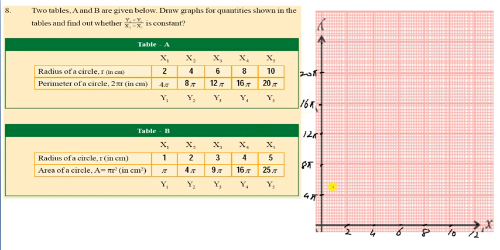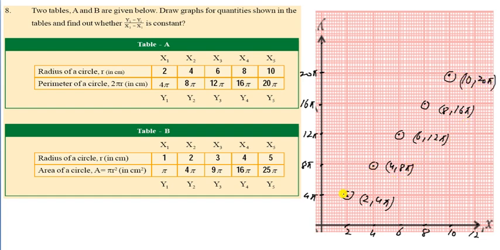So first, 2 to 4 pi. So you can plot here 2 and 4 pi. Now 4 to 8 pi. So you can write here 4 to 8 pi. And the next one, 6 to 12 pi, 6 to 12 pi. And the next one, 8 to 16 pi. It is 8 to 16 pi. And the last, 10 to 20 pi.